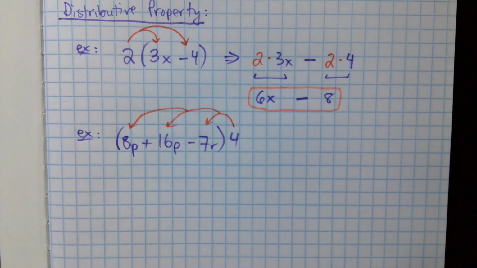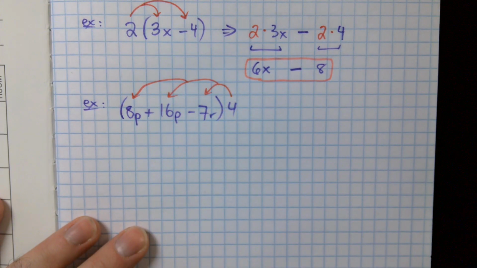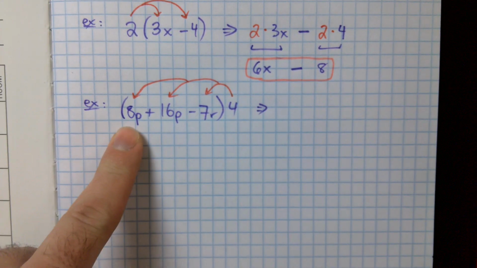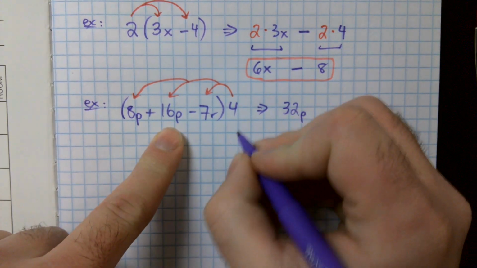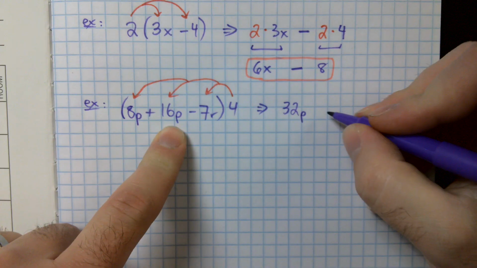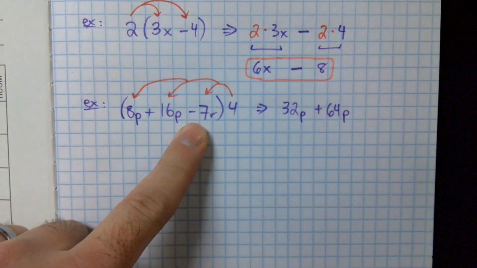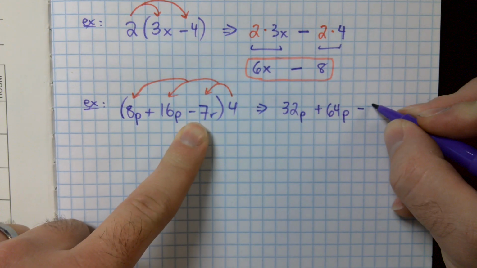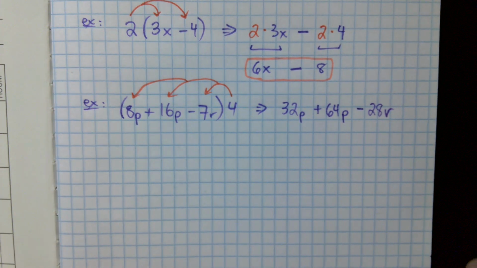There's multiple variables involved. Can I combine a p term with an r term? No. Even though they're both variables, they have to be the same letter to be like terms, right? We all know this. So 4 times 8p. What is 4 times 8p going to give me? 32p. What is 4 times 16p? Good. Quick math. 64p. And what's 4 times negative 7r? Negative 28r.